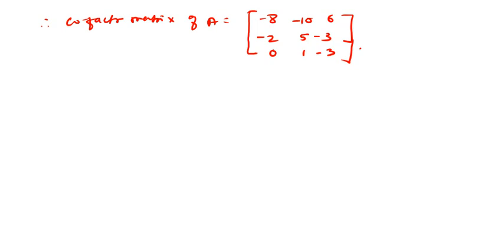Okay, now once you understand how to find the cofactor matrix, we can easily find the adjoint of the matrix, which will be obtained using the cofactor matrix. Okay, so we will see what the adjoint of a matrix means. Okay, so the adjoint of the matrix is basically obtained using the cofactor matrix.